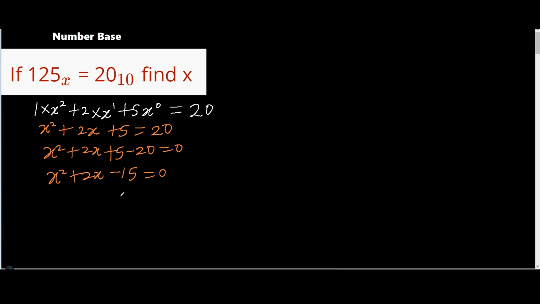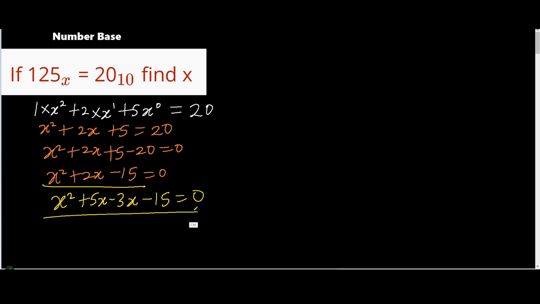What are those two numbers? That is 5 and minus 3. 5 times negative 3 is negative 15, and 5 plus negative 3 is 2. So we have x squared plus 5x minus 3x minus 15 equal to 0. So those two, I use them to replace this middle term. So if we say 5x minus 3x, that is still 2x. So we have not changed this equation from this one.